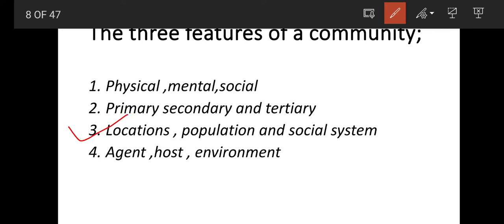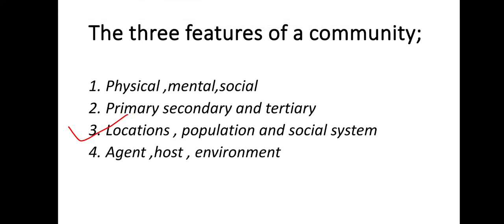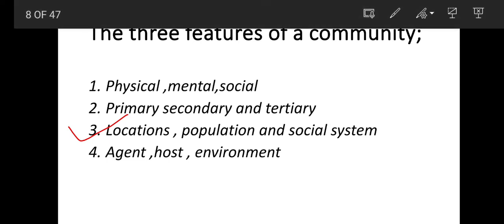Locations, population and social system. Location is a particular area, population is a group of people, and under the social system, we will say the culture, custom and all. Okay, understood this question?